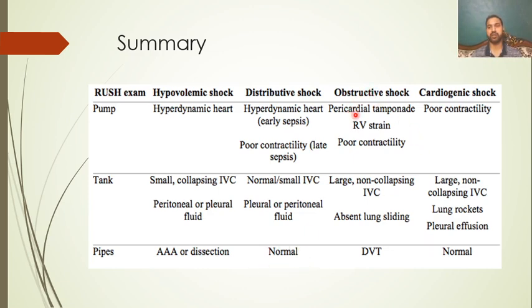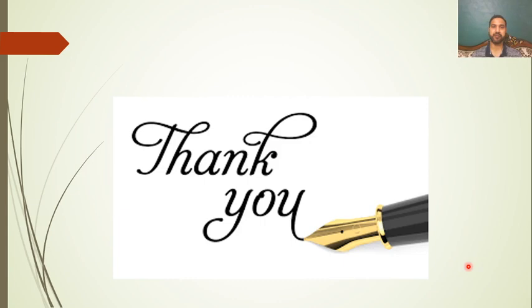In obstructive shock, such as pericardial tamponade, you will find features of right ventricular strain, which I have discussed in the previous slide. There will be poor contractility. A large and non-collapsing IVC may be seen. Absent lung sliding sign, which I have discussed in the case of pneumothorax, and you may also find deep vein thrombosis features in the popliteal and femoral veins. In cardiogenic shock, there will be poor contractility, a large non-collapsing IVC with features of pulmonary edema in the form of lung rockets. You may also find pleural effusion with normal pipes. Thank you.